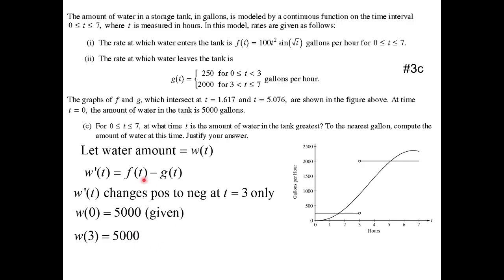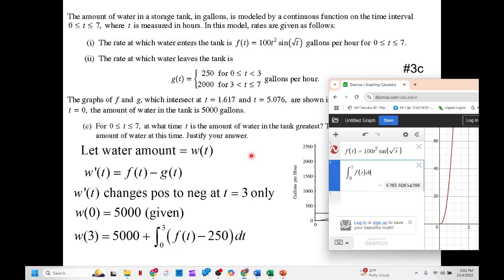What should I put in there? Well, I'm going to have W prime. But I can't really just write W prime because G changes halfway through this problem. So I'm going to have to be a little more specific. So I'm going to be doing from 0 to 3. Because G has a value of 250 at that point, I'm going to be using F of t minus 250. Instead of just saying minus G of t, I'm going to specify 250 on this interval. And at this point, I'm going to go ahead and plug this into Desmos to see what happens.